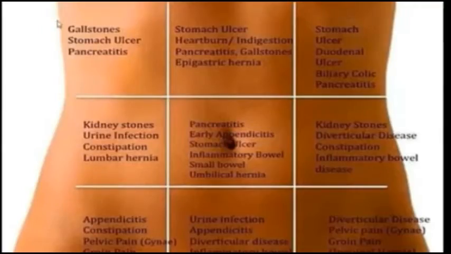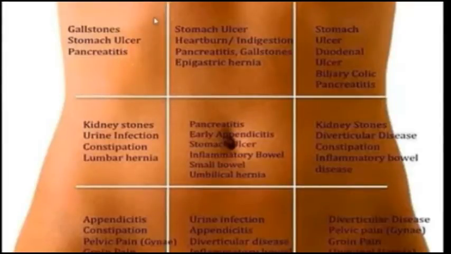Now, I found this picture online that basically summarizes the differential diagnosis of different abdominal pains with regard to the regions. I'm going to go through them quickly and then give you a very simple way of how to memorize the different regions and the different causes of pain in every single region. So we're going to start with the right hypochondriac region.